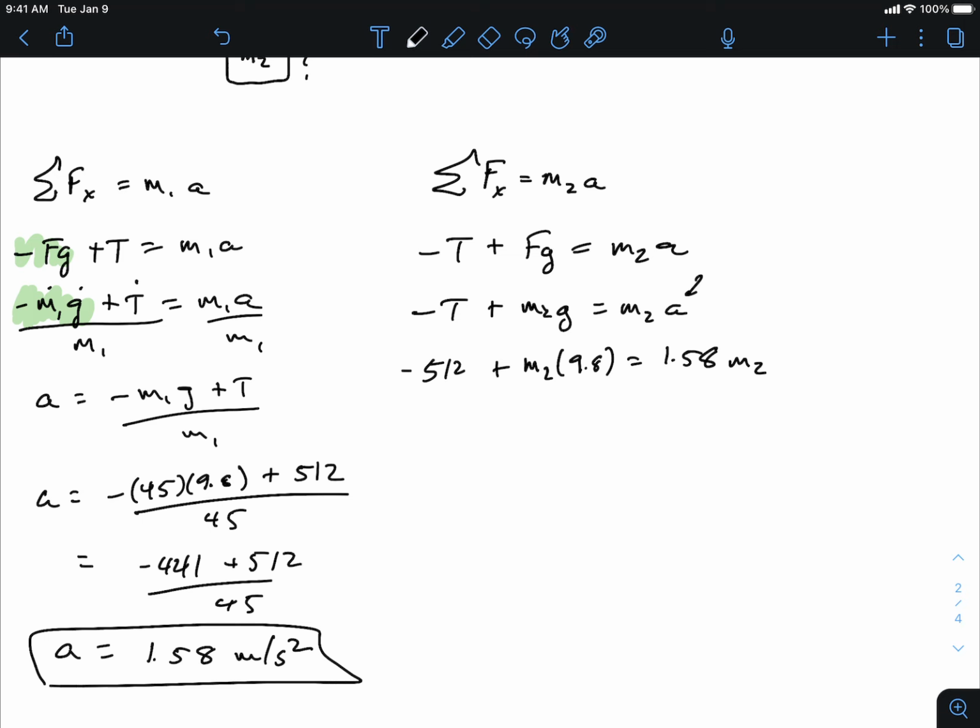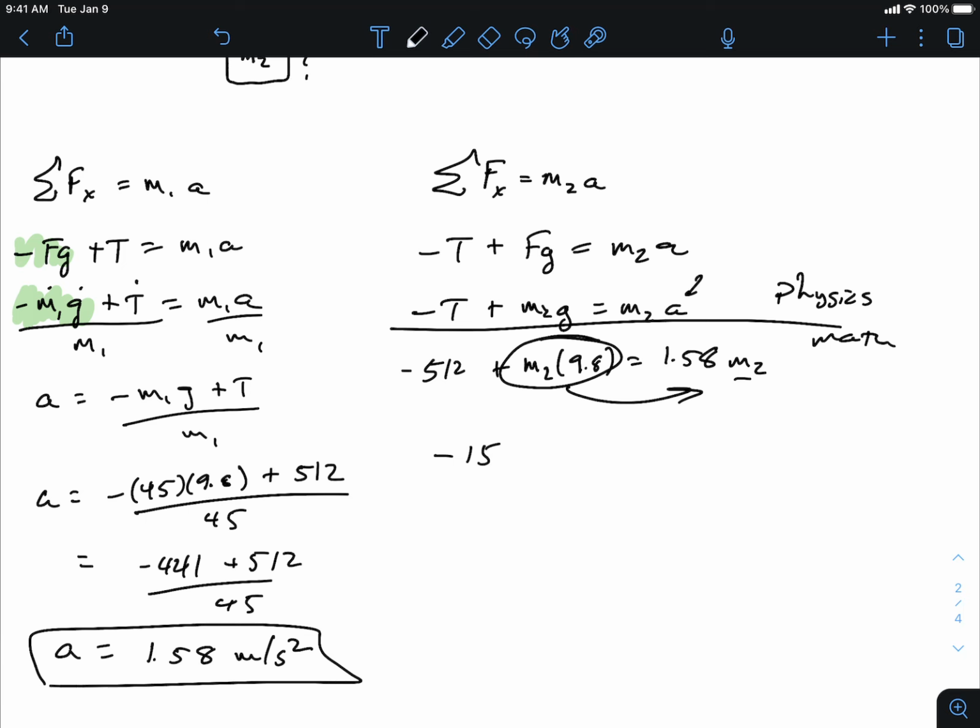What now? What do we do? Any ideas? Physics is over right here. This is all math now, so just change your mindset. Yeah, Max says collect like terms. What's that mean? I can move this M2 over to the other side, and now I'll have an M2 and an M2. I get negative 512 is equal to 1.58 M2 minus, sorry, M2 times 9.8.